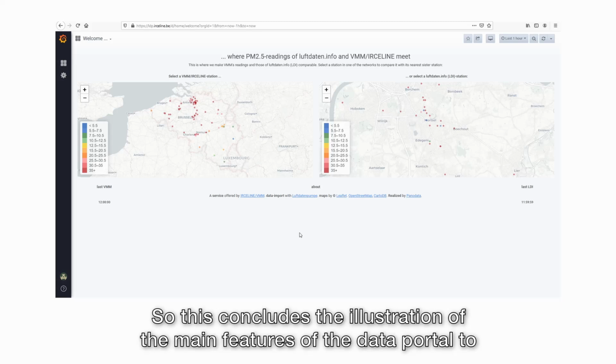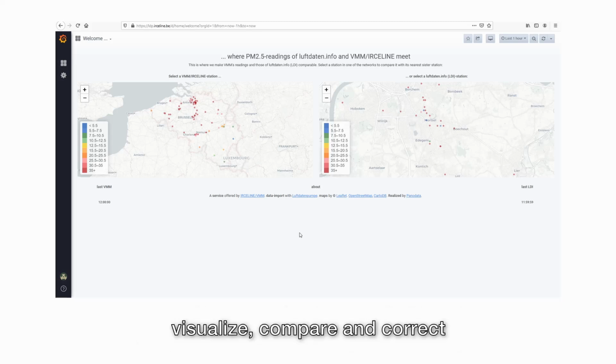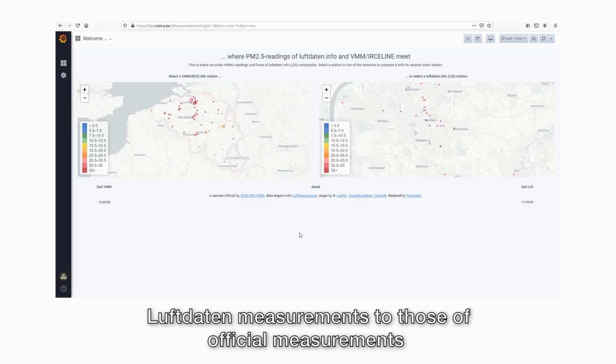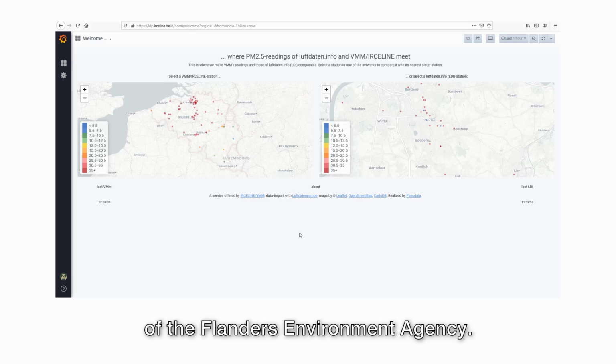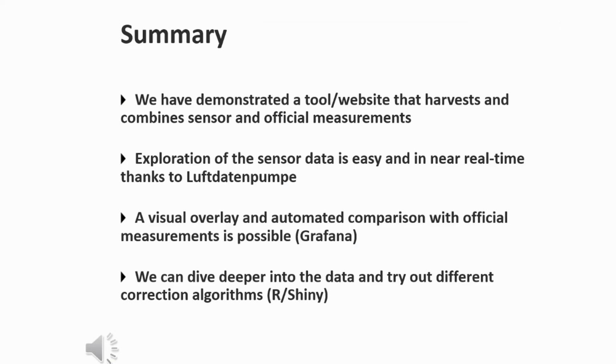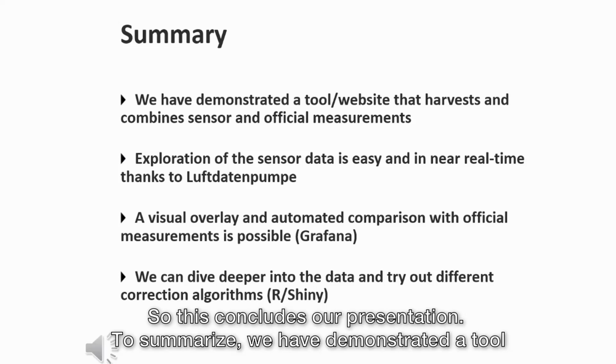So, this concludes the illustration of the main features of the data portal to visualize, compare and correct Luftdaten measurements to those of official measurements of the Flanders Environment Agency. So, this concludes our presentation.